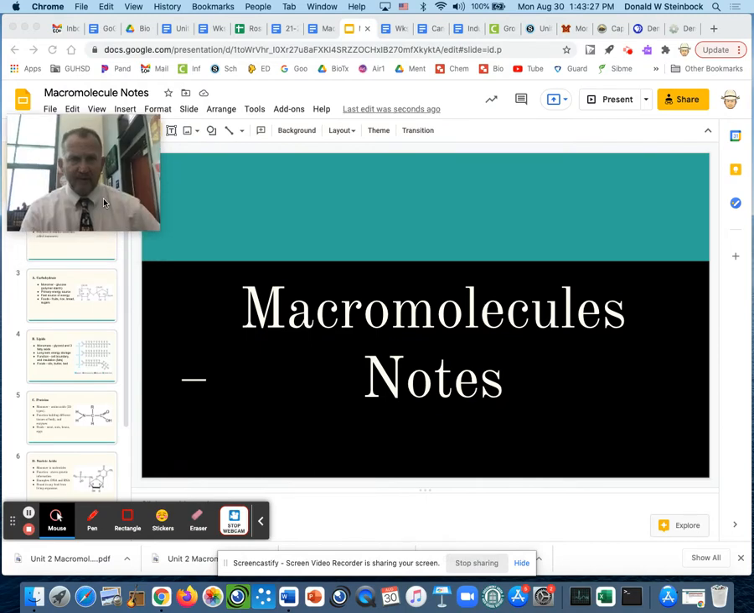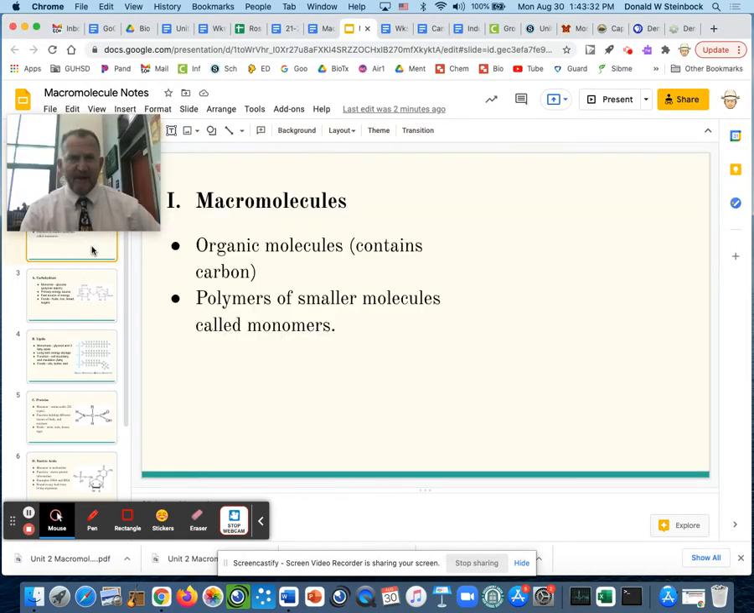All right, so to start us off, what is a macromolecule? Well, macromolecules are organic molecules. And so what is organic? Any molecule that contains carbon. Macromolecules are polymers. Poly means many, mer means part. So these molecules that we're going to be talking about are made up of many parts, and those parts are called monomers.